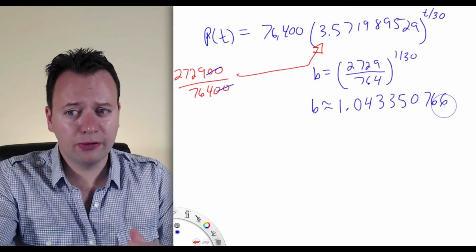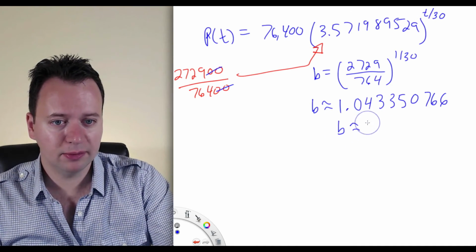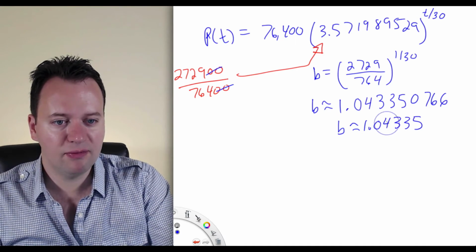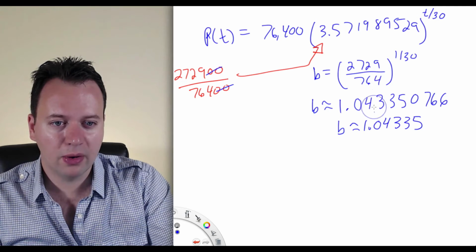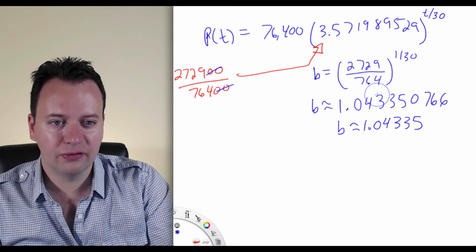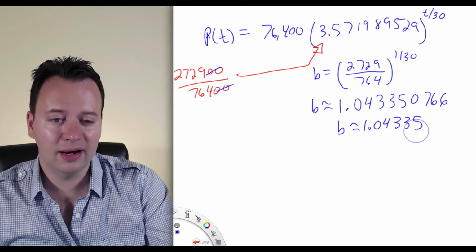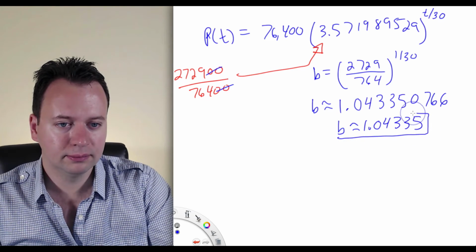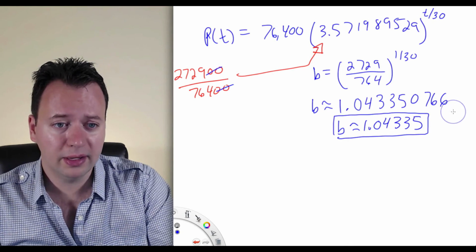If you're asked to find the growth factor, this is where you'd want to round your answer. So you can say b is approximately 1.04. I'd play it safe because really you're looking at 4% growth per year. So we don't want to truncate it right here because there's not a lot of accuracy here. 4.335% growth per year on average gives us a better idea.